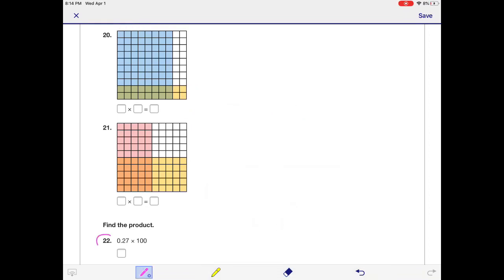Let's go down here. We've got one problem down here, number 22. It says find the product. Now, if you can see, you are multiplying a decimal by, look at this, a power of 10. You don't have to do all the math.